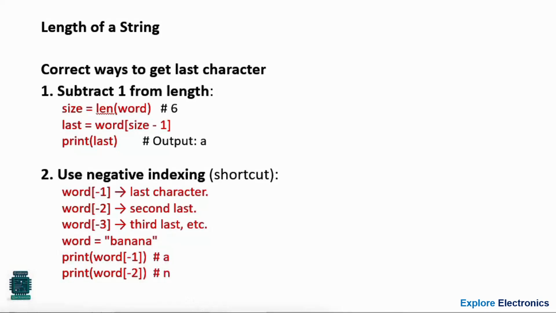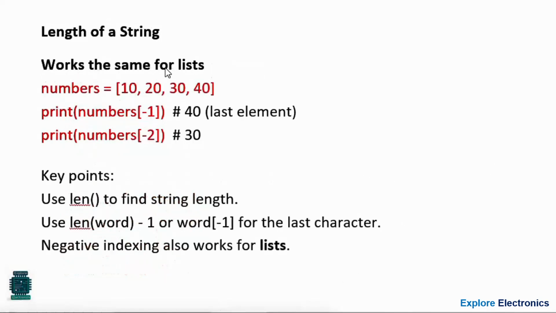Very simple, right? This is how exactly you have to access the last element, that is the last character in a string. It will work the same for lists also. Let us see. Here numbers is equal to 10, 20, 30, 40. Print numbers of minus 1. It will print 40 because it prints the last element, that is minus 1. Minus 2, if I take minus 2, it will print 30 as it is. Same for lists also.